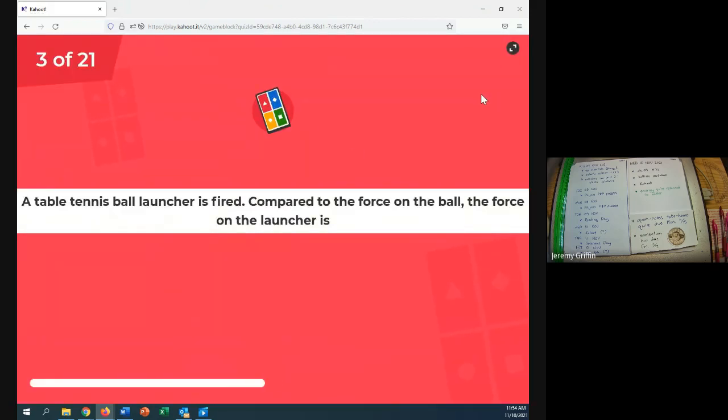Table tennis ball launcher is fired. Compared to the force on the ball, the force on the launcher is.